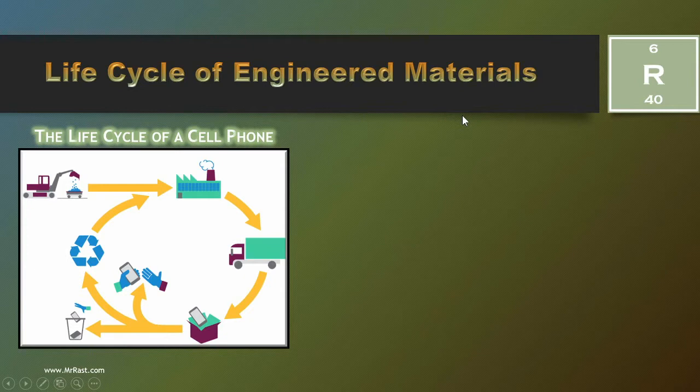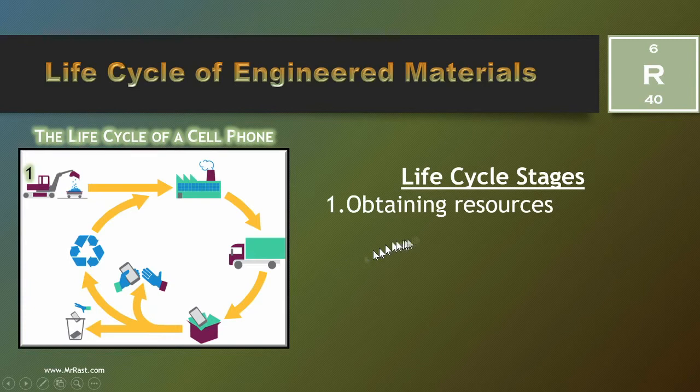The life cycle of materials. When materials are developed, they go through a process, and we're going to talk about the life cycle of a cell phone in this picture here. The first thing that's going to happen is we have to obtain the resources. When there's metals and expensive things like batteries, they have to be mined and drilled and obtained. The next thing is those materials go to production, and they'll go to factories where they get refined and put together, and we'll build the cell phone here.